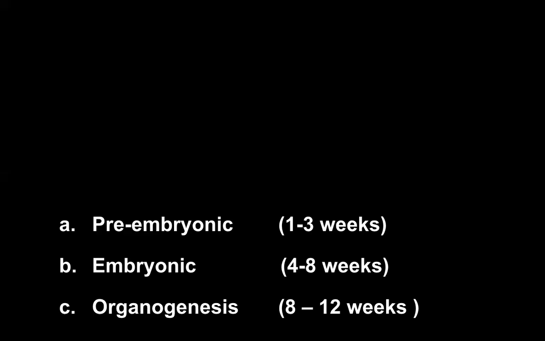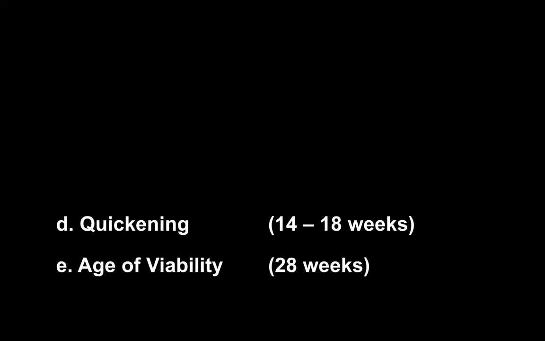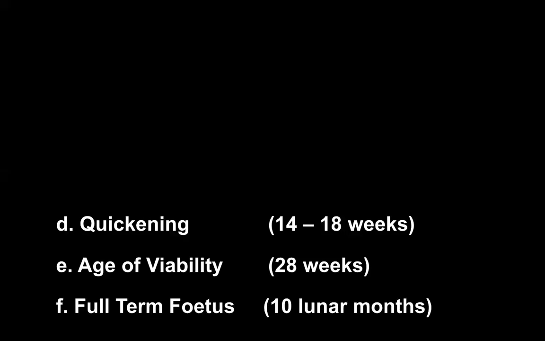These ages are important because in cases of abortion, according to the Qisas and Diyat ordinance, the punishment is awarded according to the age of the fetus in intrauterine life. Then quickening, from 14th to 18th week, and the age of viability, the 28th week of intrauterine life, when the center for the talus appears. And the full term, which is 10 lunar months, roughly 36 plus or minus weeks of intrauterine life.